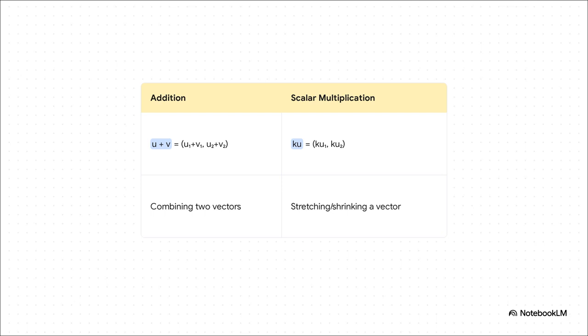We can add two vectors together. You just add up their matching parts, and you get a brand new vector. And we can multiply a vector by a plain old number, a scalar, which lets us stretch it or shrink it or even flip it around completely. These two basic operations, they're the foundation for literally everything else.